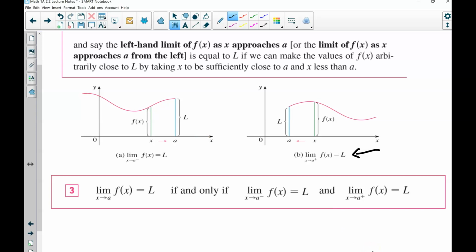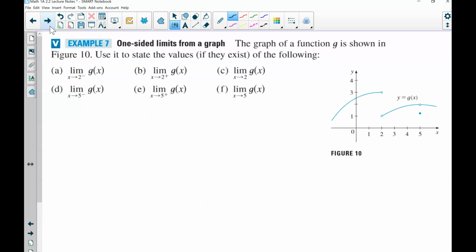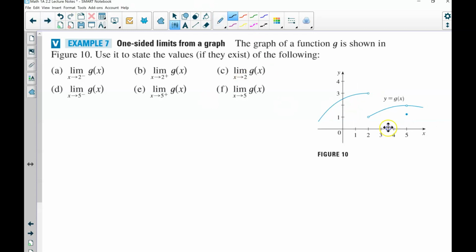So let's take a look at a similar example here. Okay, so looking at one-sided limits, we have example 7. The graph of the function is shown here, and we're going to use it to state the values, if they exist, of the following. So let's take a look at a. This asks: what is the limit as x approaches 2 from the left of the function g of x? So here is the function g of x.